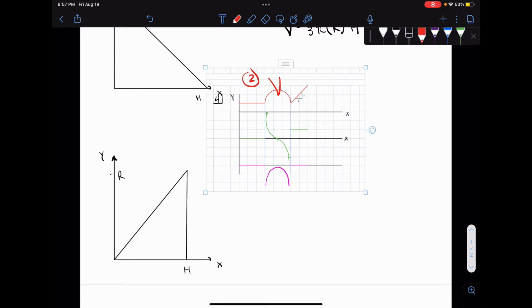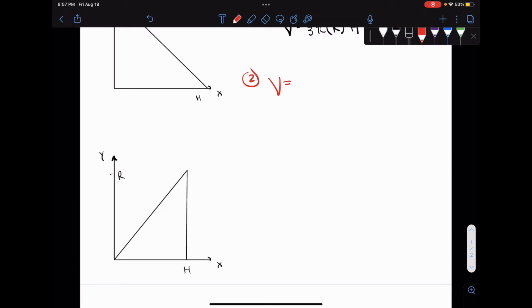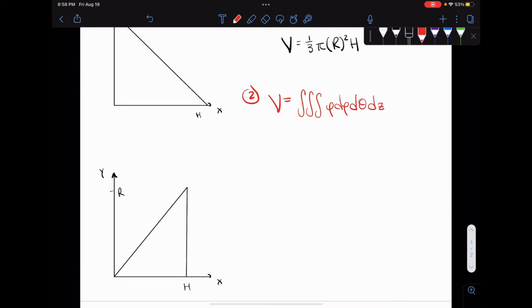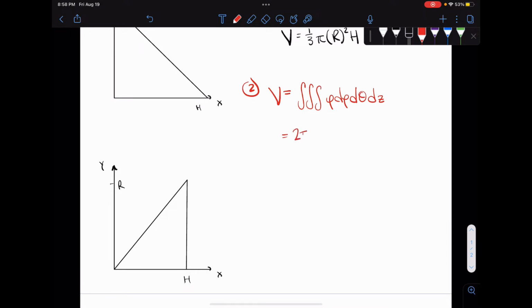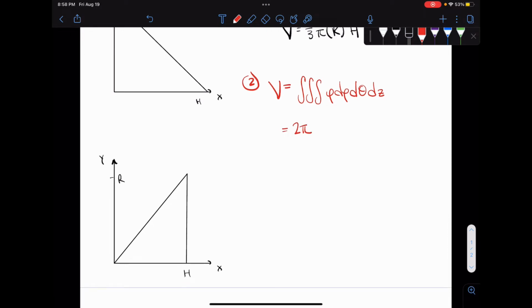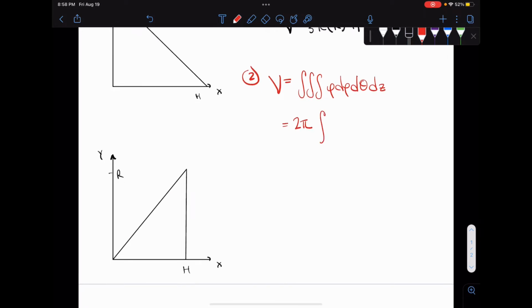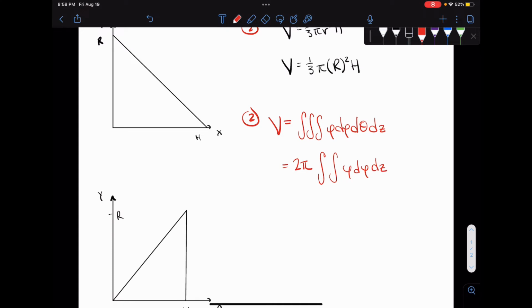And you know V equals, oh, that's wrong. Delete that. V equals the triple integral of rho d rho d theta dz. And you can pull out the 2 pi. We've done it longhand before, but this d theta is always just going to become 2 pi, so you can just multiply that in. And you get left with the double integral of rho d rho dz. And now you have to talk about your limits of integration, which we're going to do real quick.